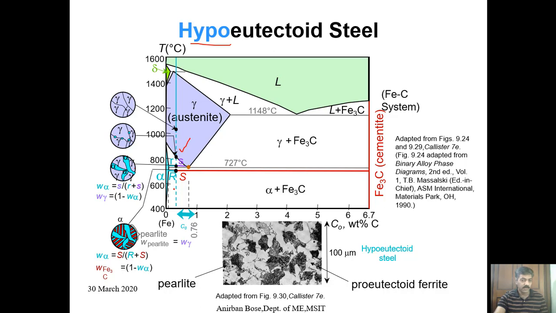So this is what is going to happen in the final microstructure of hypo-eutectoid steel if you gradually cool it. Under the microscope you will find this kind of structure. You see some pro-eutectoid ferrite will be there, and the remaining portions are alternate layers of ferrite and cementite, which is the pearlite.